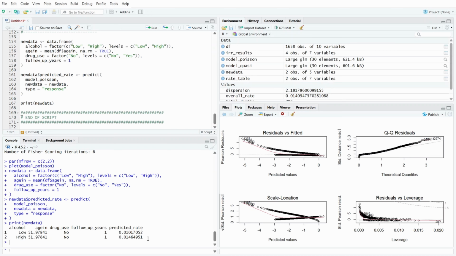What this step does is make the result more tangible. Instead of talking about log coefficients or ratios, we're now seeing the actual predicted risk over a year. So the key takeaway here is that holding age and drug use constant, high alcohol consumption meaningfully increases the predicted annual death rate, and the size of that increase is consistent with the earlier findings from the model.